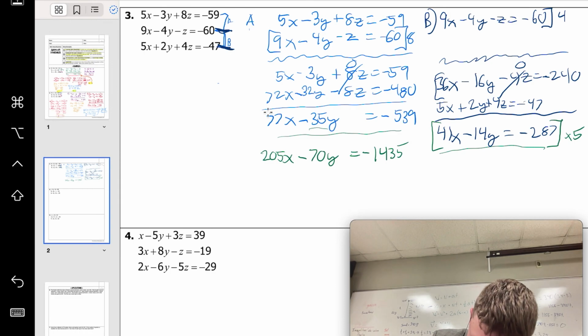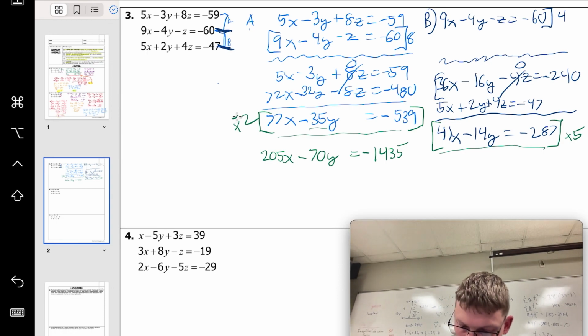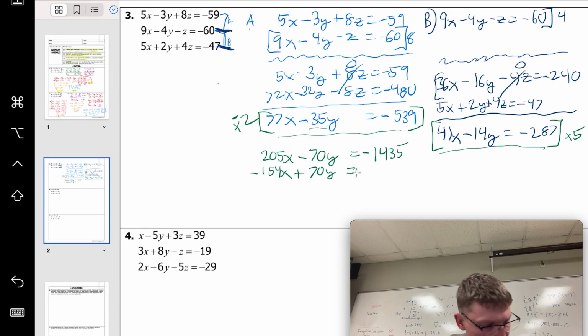Yeah, so that means that we can multiply this by 2, and we're going to make that a negative 2, just to switch that sign, and that will eliminate the y's for us. So if we take 77 times negative 2, we're going to have negative 154x plus 70y equals negative 539 times negative 2, 1078. Y's are going to cancel out. We're going to add these together.